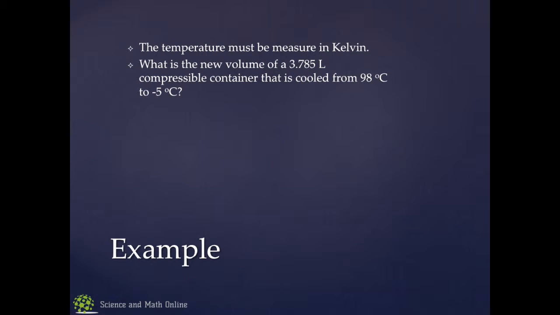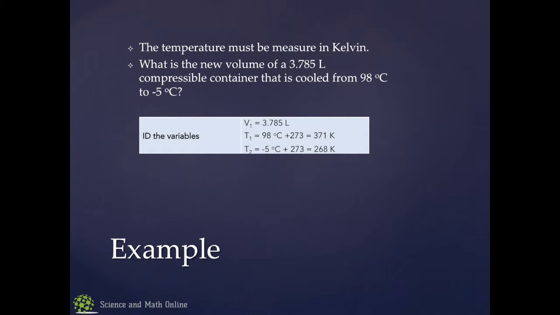Because think about it, if I did this equation, let me show you. So we identify the variables. Now here's my initial volume, here's my initial temperature, here's final temperature. So V1, T1, and T2.